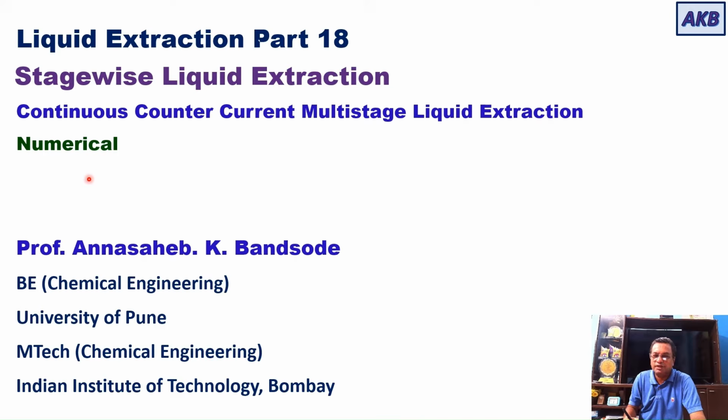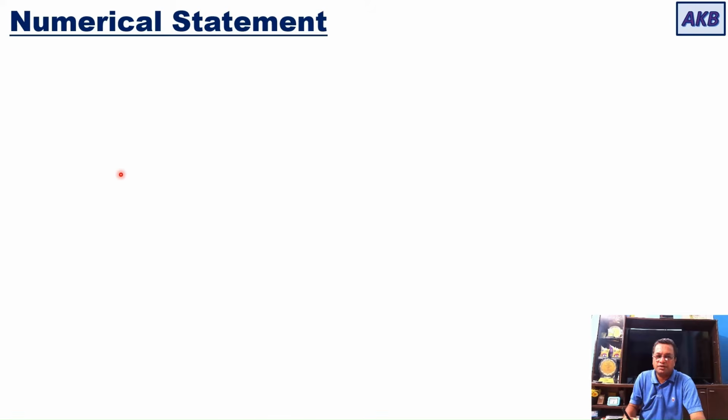I will be solving a numerical where I'll tell you how to find out the number of equilibrium stages in continuous countercurrent multi-stage liquid extraction, and then how to find out the minimum amount of solvent that can be used in this operation. To begin with, let us look at the numerical statement.